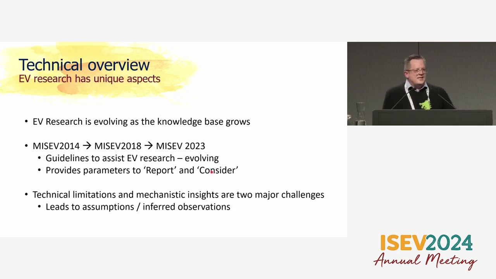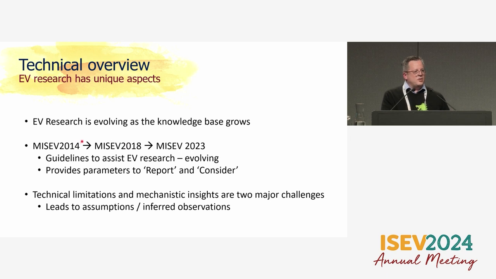So EV research has, as we all know, some quite unique aspects. And I think EV research is obviously evolving as the knowledge base grows. We've seen so many papers coming out, so that's contributing to our knowledge base around EVs. And we've got things like guidelines, such as the MISEV guidelines, which first came out about 10 years ago, as everyone will know. And that's grown into what was MISEV 2018, which had just over 300 authors in the community, to the recent MISEV 2023, which came out very recently, which has over 1,000 authors. So the community has really been involved in developing these guidelines for the field.